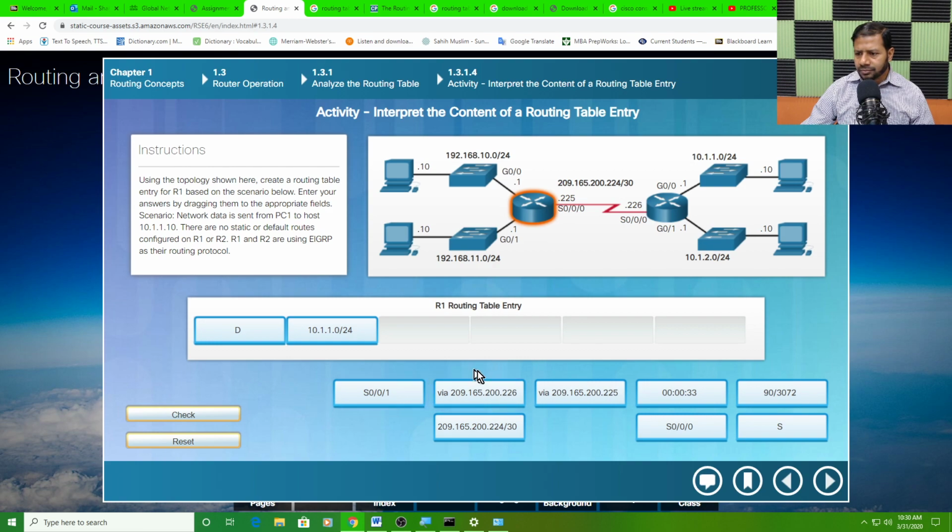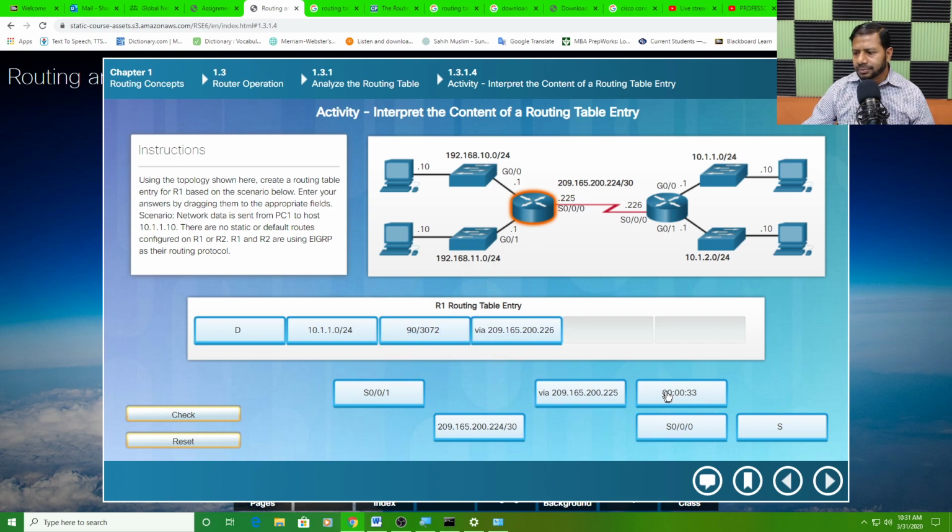Now in this case, the administrative distance of D would be 90 because it's the EIGRP protocol. D means EIGRP protocol. And then via what? Via this router. To go to 10.1.1.0, if you see my mouse right here, I have to go from my R1 router to this router first. What is this router's IP address? This dot 226, that one. So dot 226, via that.